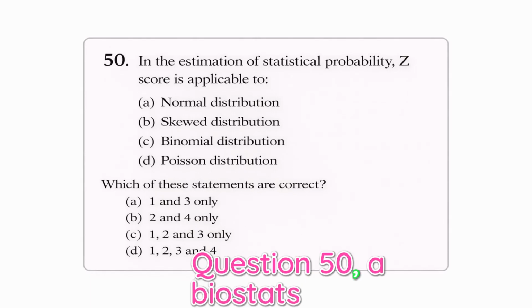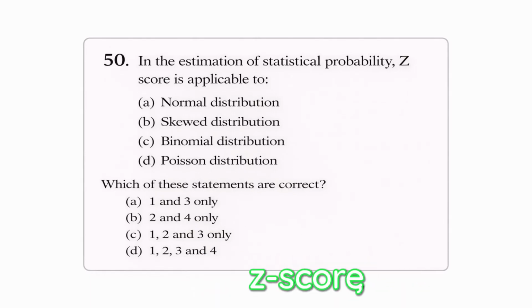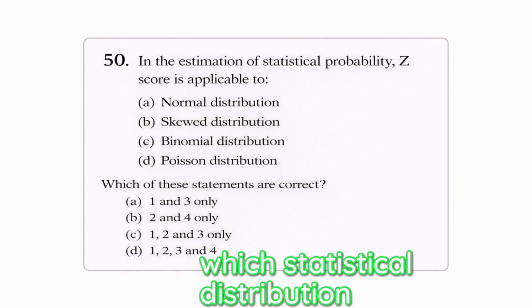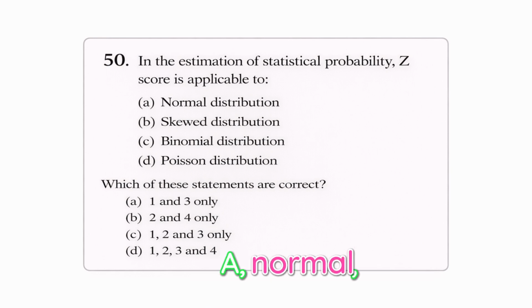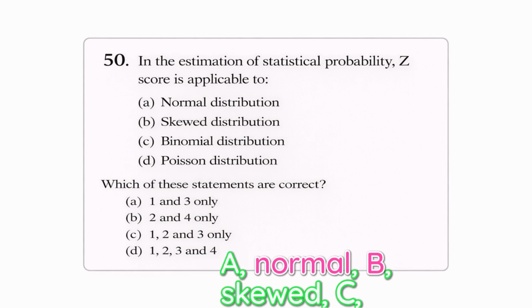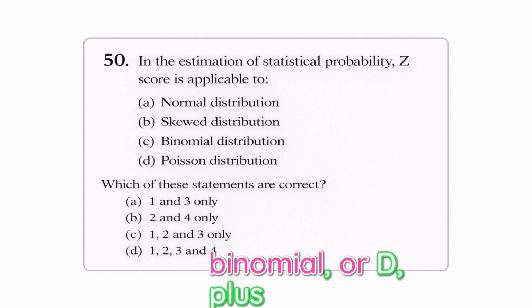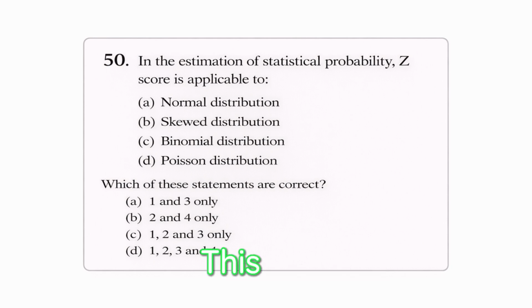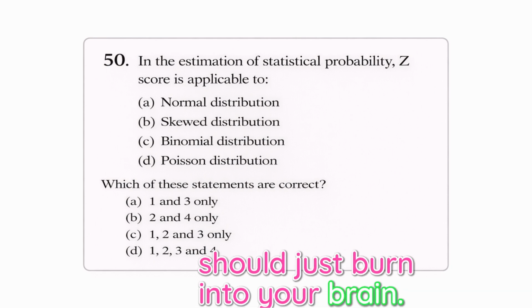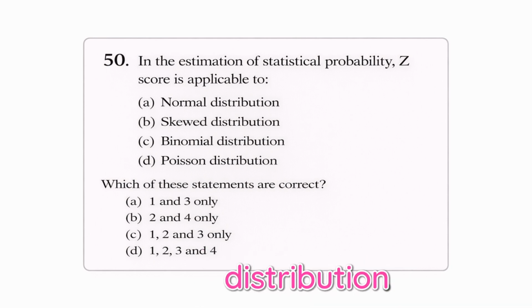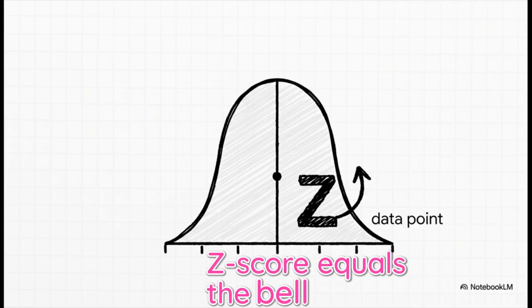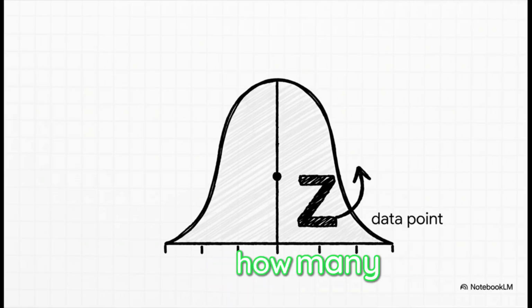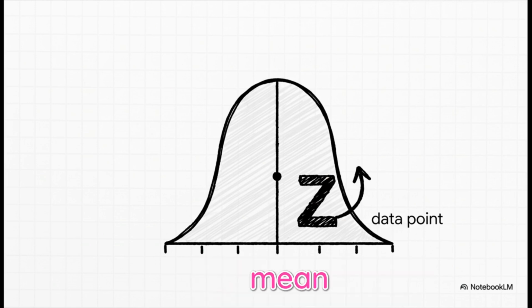Question 50, a biostats question. When you're talking about a z-score, which statistical distribution are you dealing with? A, normal, B, skewed, C, binomial, or D, Poisson? And the answer is A, normal distribution. This is a connection you should just burn into your brain. Z-score equals normal distribution. Z-score equals the bell curve. All it's doing is telling you how many standard deviations a point is away from the mean on that bell curve.